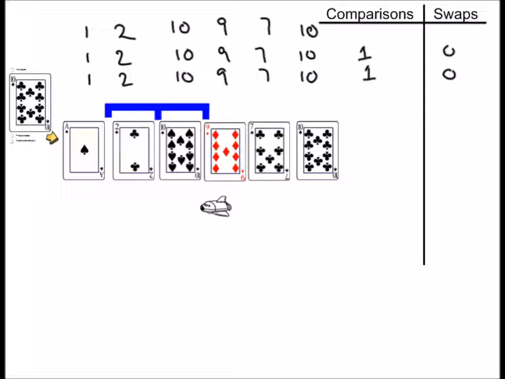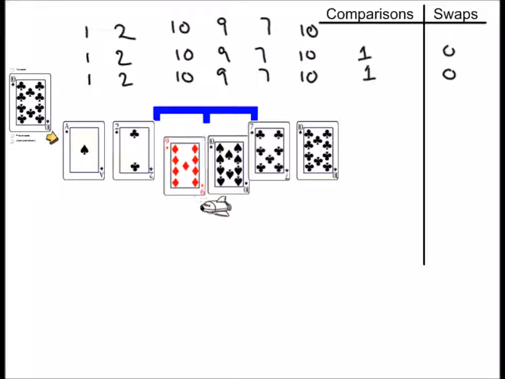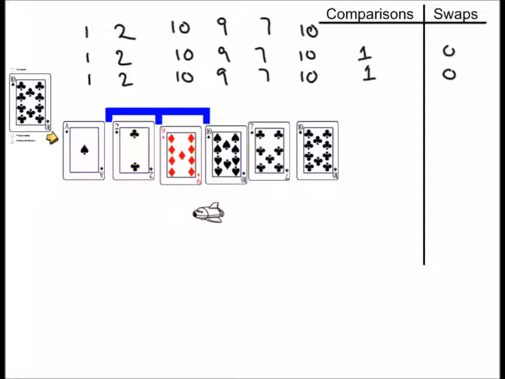And now my shuttle can go a little bit further out. And now I am going to swap my 10 and my 9. So I'm going to compare my 10 and my 9, and I'm going to swap my 10 and my 9. I'll compare my 2 and my 9, and I don't need to swap them. And as I said before, with shuttle sort, as soon as you don't need to swap, that's the end of the pass. So we're going to have 2 comparisons, but only 1 swap. And we're going to have 1, 2, 9, 10, 7, 10 at the end of the pass.